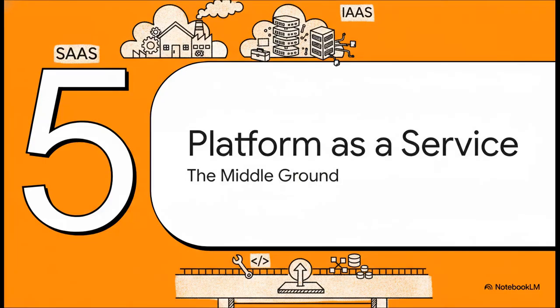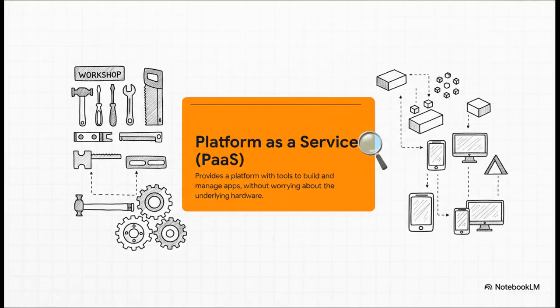Okay, so we've got SaaS, where it's all done for you, and IaaS, where you do almost everything yourself. You might be wondering, isn't there something in between? And yes, there is. That's our middle ground, platform as a service, or PaaS. The best way to think about PaaS is like a fully equipped workshop. The provider gives you the workbench, all the power tools, all the materials, and you get to walk in and just start building your custom project. You don't have to worry about building the workshop itself.